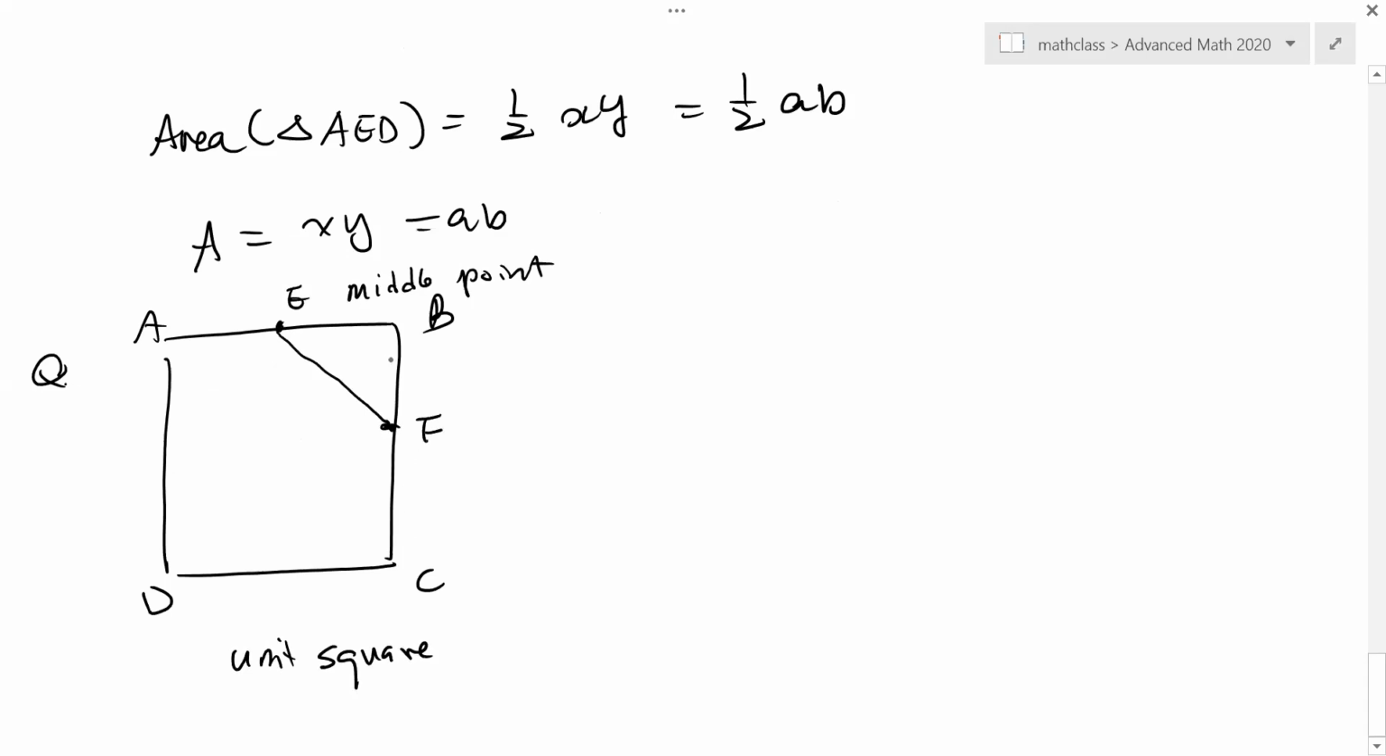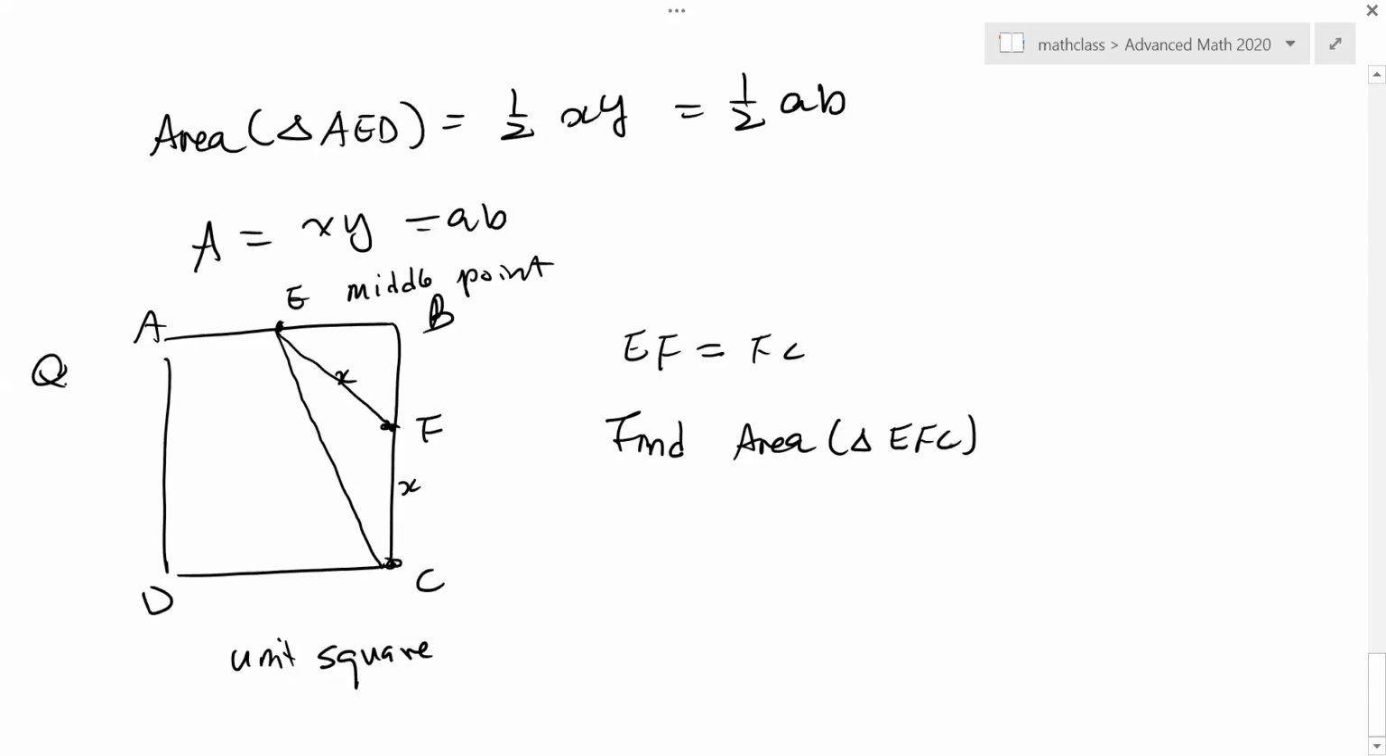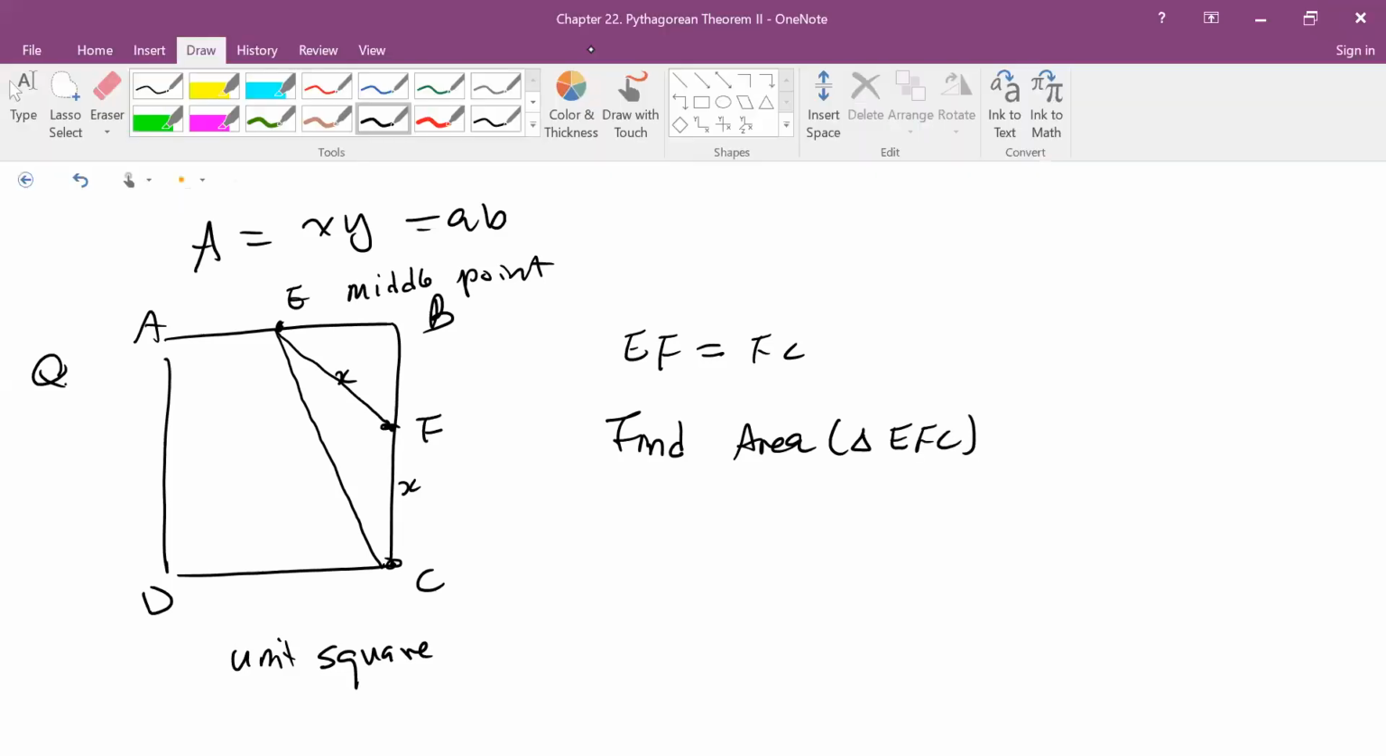So what I'm trying to do is EF equals FC. So this is x, that is x. Okay, it's the same. And I want to find the area of the shaded region. Okay, it's this triangle. Find the area of the triangle EFC.